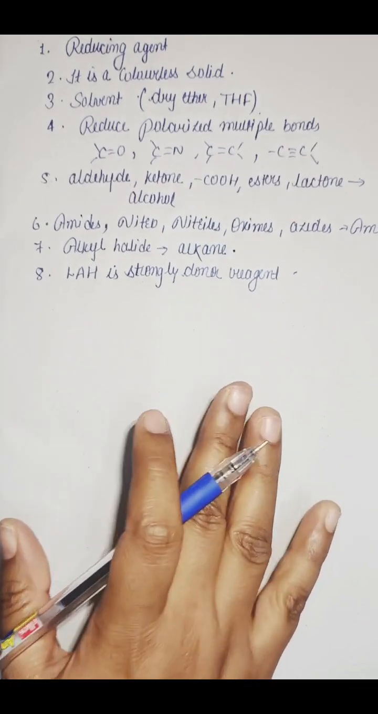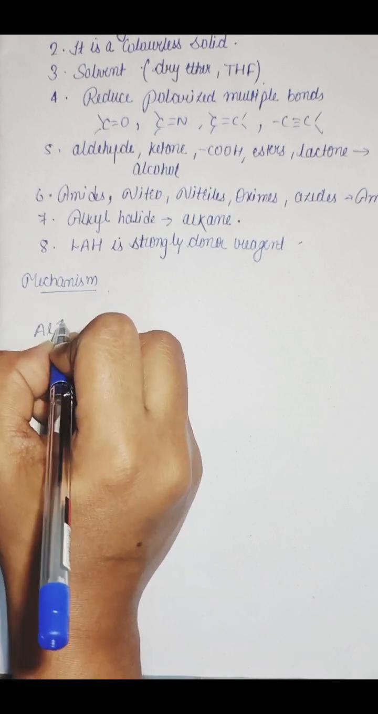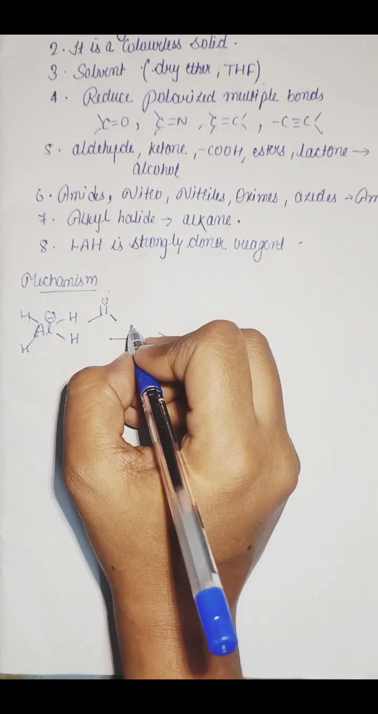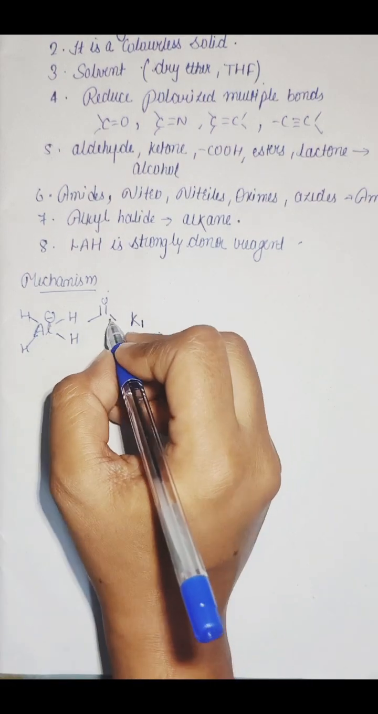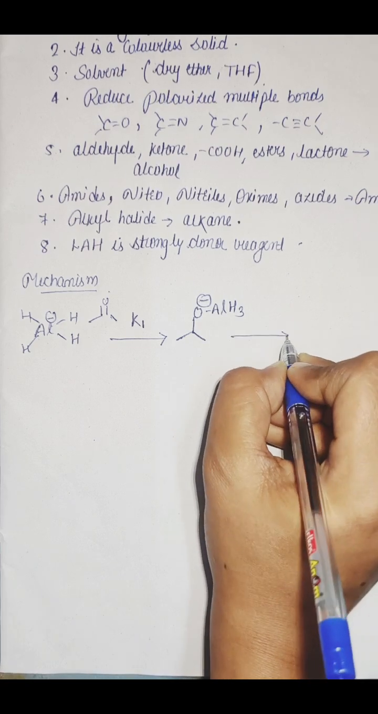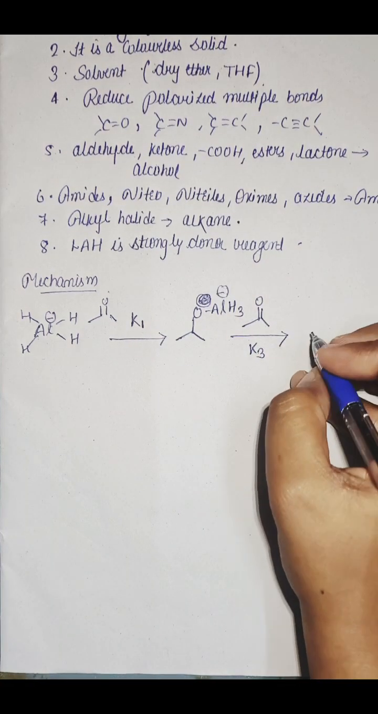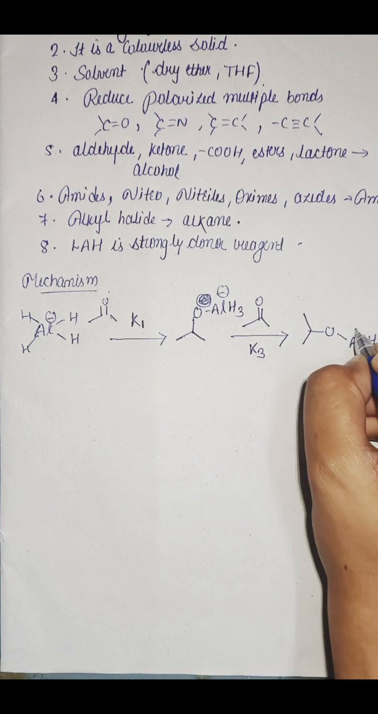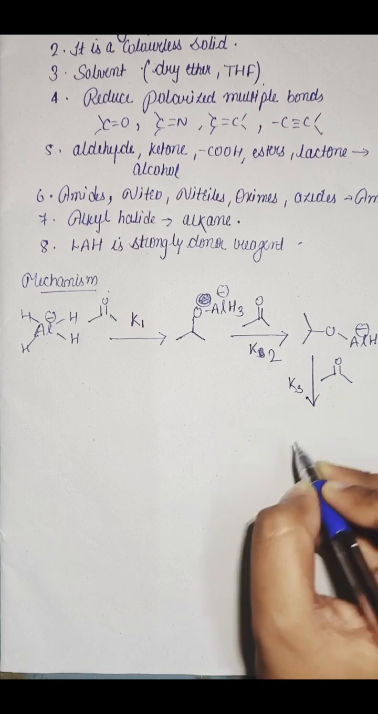Now we discuss the mechanism of LiAlH4. In this we also discuss what the rate is and what the order of rate is. First, the negative charge on aluminium attacks the carbonyl, and we get the product. Then another carbonyl attacks, and we get the next one, this is K2, and so on with another group.